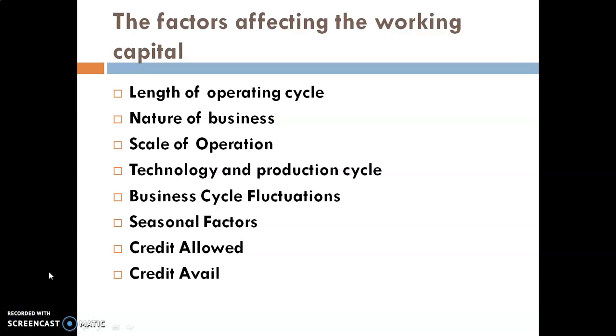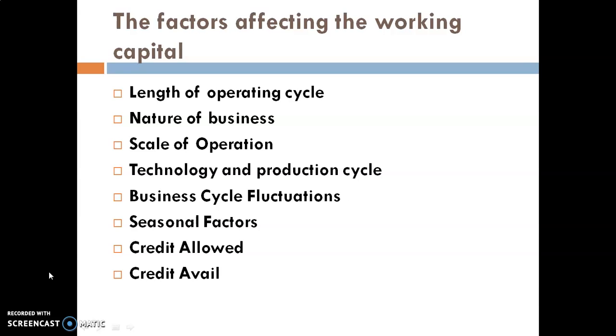The next factor is seasonal factors. Seasonality in the operations of the business firm also affects the requirement for working capital. During the peak season, the requirement for working capital is more because of higher level of activity. However, this requirement reduces during the lean season. When the season is at peak, there would be more requirement of working capital because the demand for goods is higher, and when the demand for goods is lower, we would require less working capital.